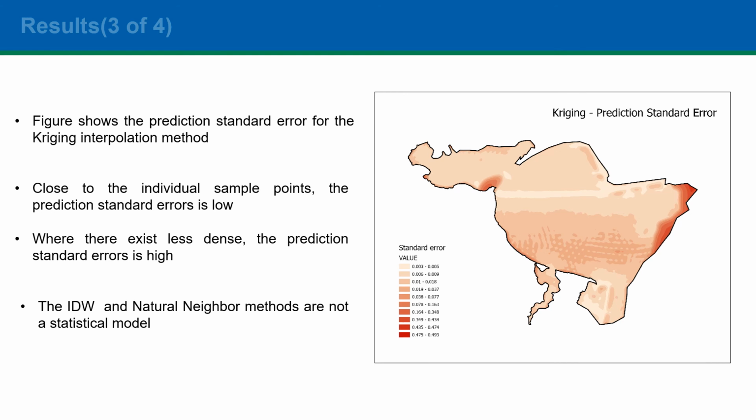The IDW and the natural neighbor methods are not statistical models, so they do not predict standard error or average standard error like Kriging, which is a statistical method. So in a sense, what this means is that as we move away from the sample space, the error of the prediction increases.